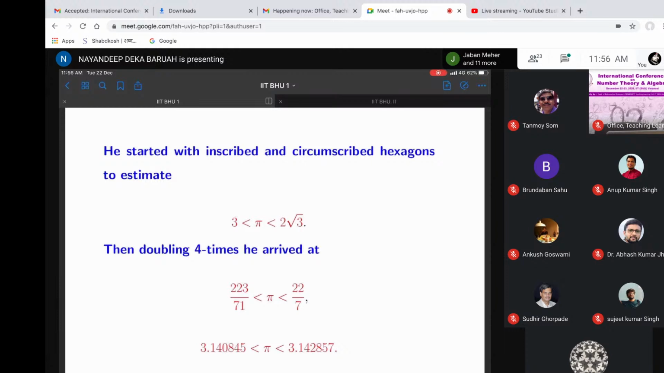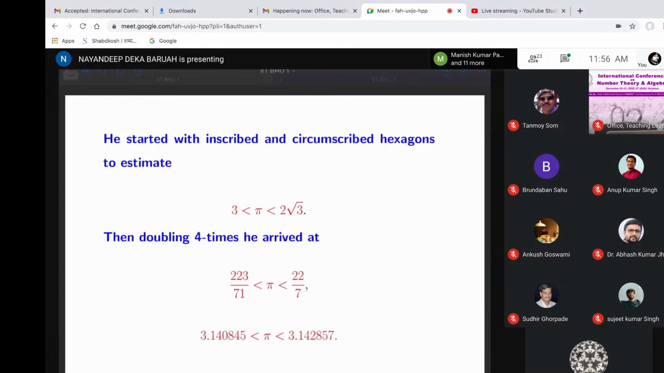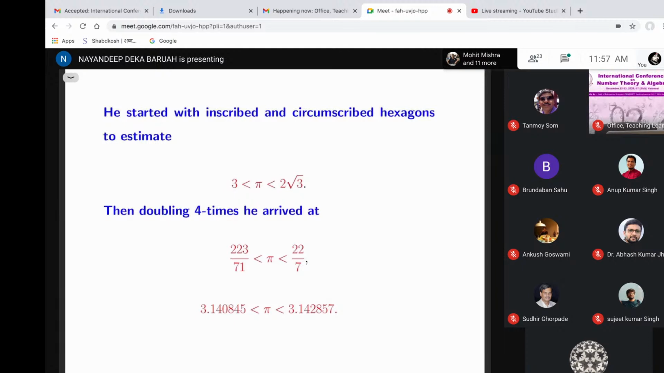223/71. Pi lies between 223/71 and 22/7, because 223/71 is 3.1408 and 22/7 is 3.142857. So therefore, pi must be 3.14. At least Archimedes devised a method where one can estimate. There are 2 bounds, lower bounds and upper bounds. So one can get 3.14 from there.